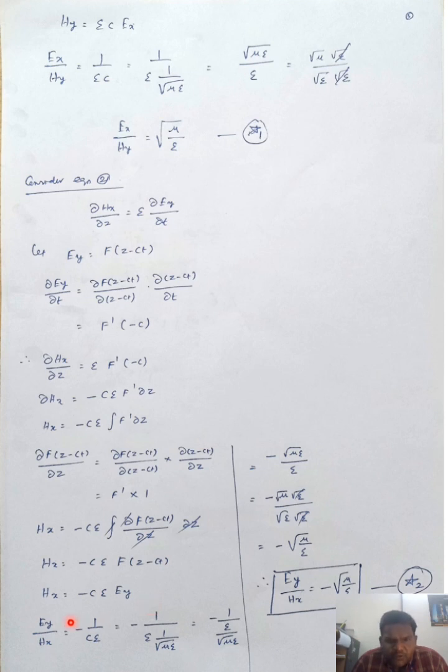From this, now I am going to rearrange, or rewrite this equation in such a way that you get the relation between the electric and magnetic field intensity as in the first part. So Ey by Hx is equal to minus 1 by c epsilon. I am replacing the value of c in terms of permeability and permittivity as in the previous part, and simplifying it, finally we end up with the relation Ey by Hx is equal to minus square root of mu by epsilon. This is nothing but the solution part number 2.